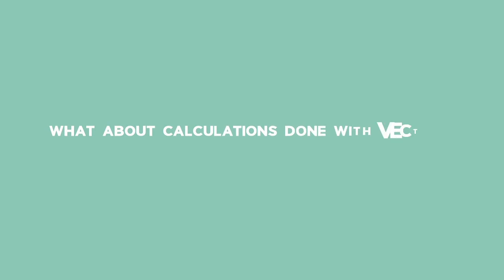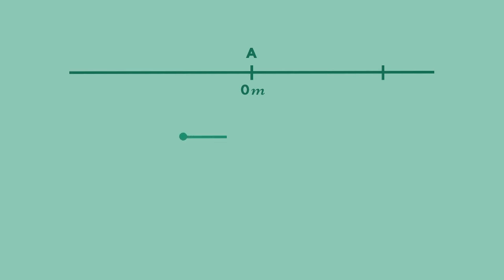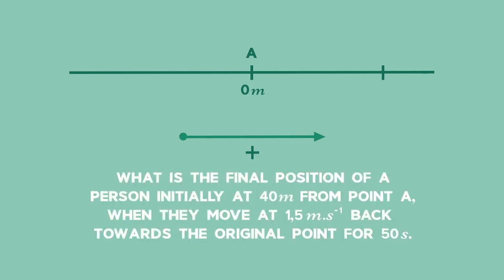So, what about calculations done with vectors? The signs are super important. If we use a vector like the example shown, watch what happens when we apply a velocity to a simple displacement question. Let us choose a positive direction and mark it on the diagram with an arrow. What is the final position of a person initially at 40 meters from a point A when they move at 1.5 meters per second back towards the original point for 50 seconds?